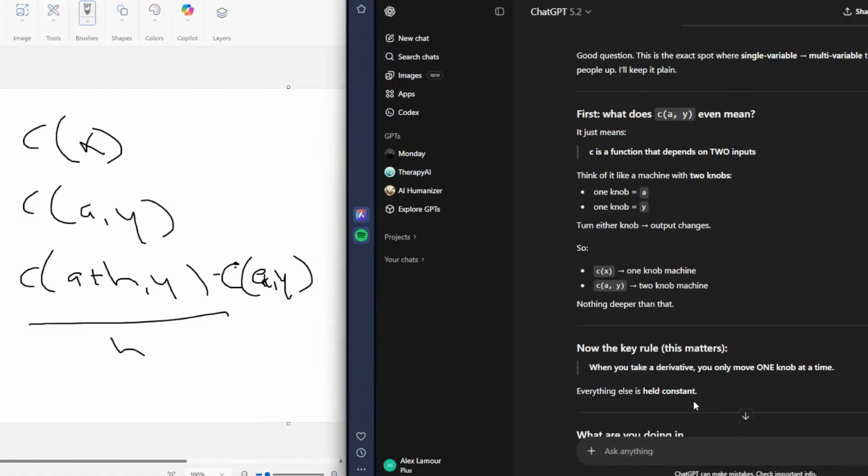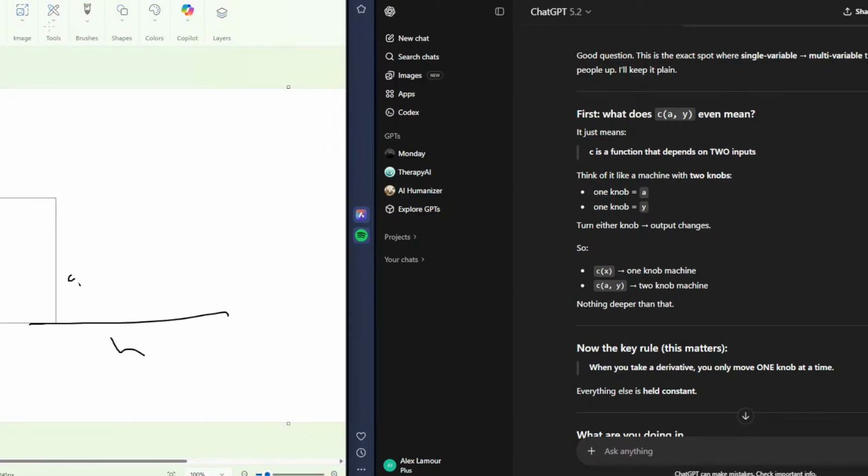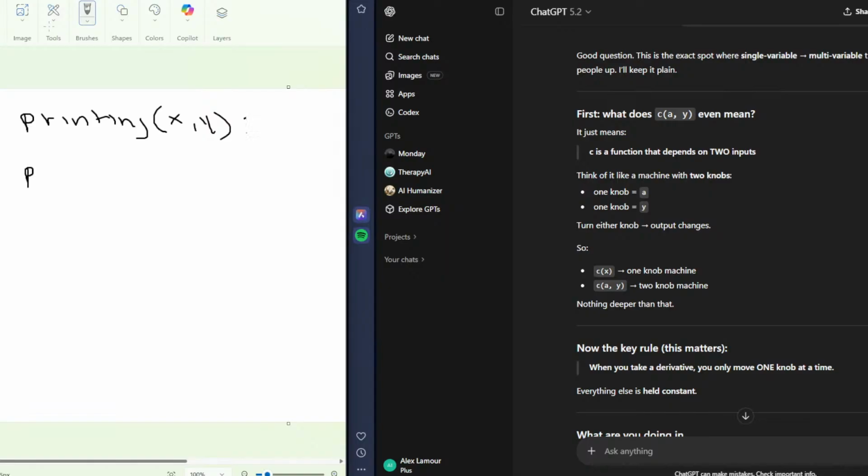C is a function that depends on two inputs. That's very programmy, right? So we're saying the same way, you have a print function printing x, y, and then this could be like print x, print y. So we have a function that's taking two inputs, right? Even though it's not math, it's still the same concept.